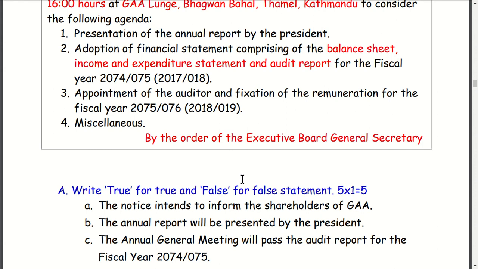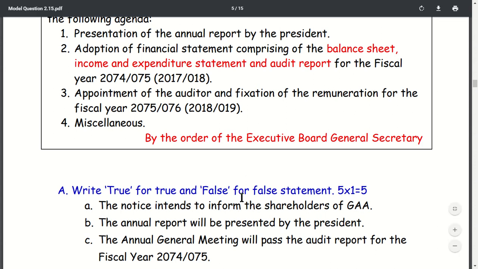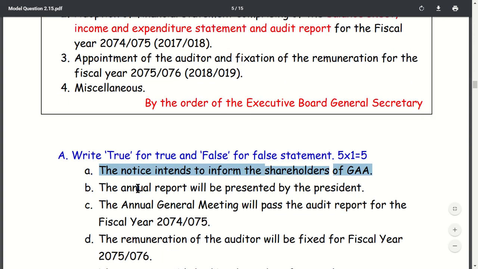This question carries 10 marks. First one, let's say, write T for true and F for false statement. One question carries 1 mark, so the 5 questions carry 5 marks here. But in the examination, you have to copy down this statement and write T for true and F for false.